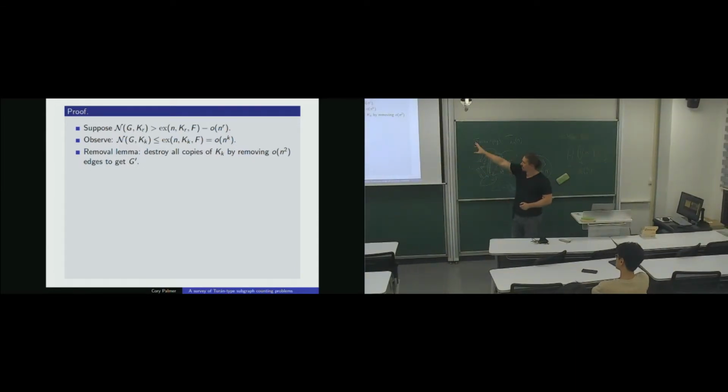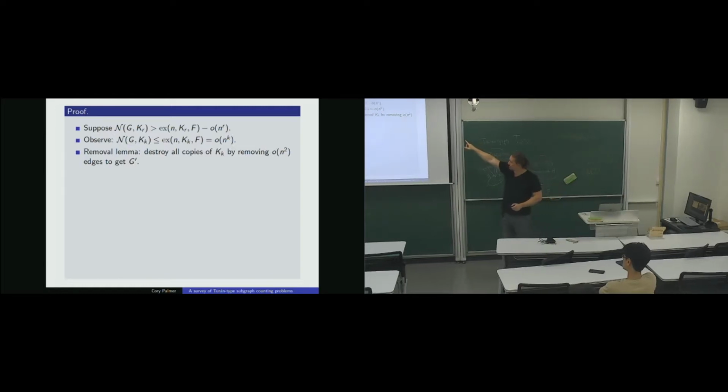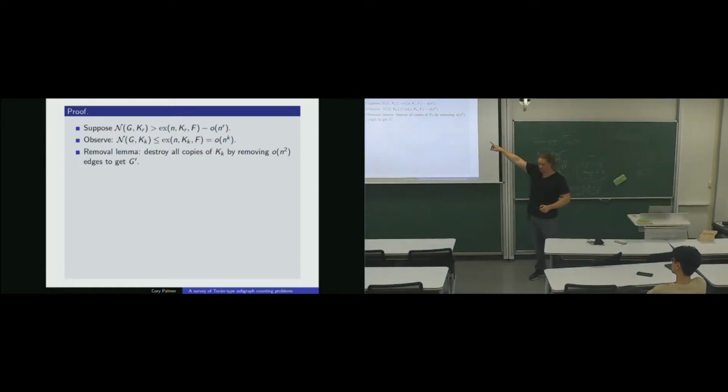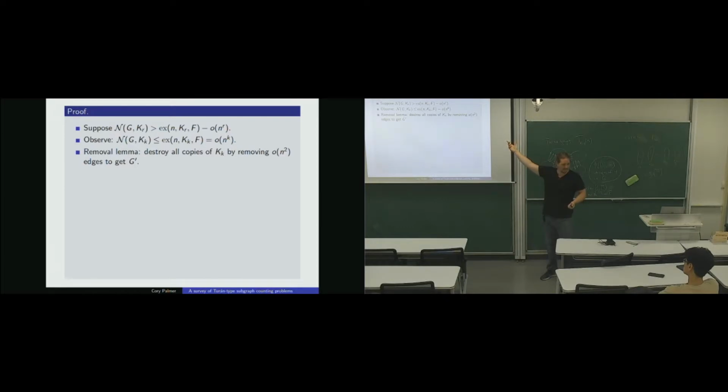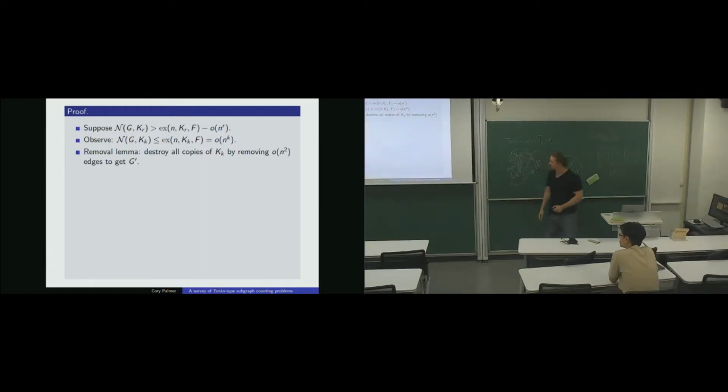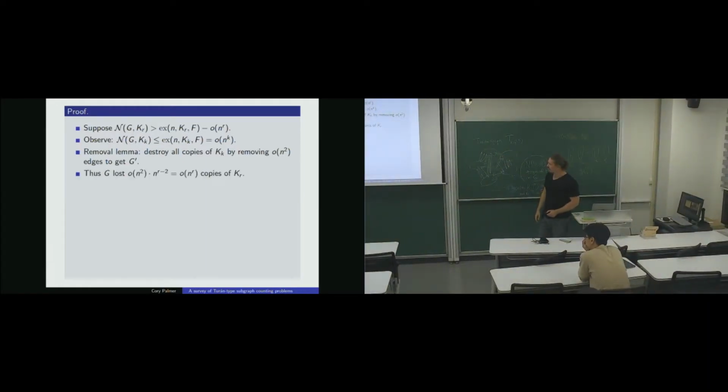So here's where we actually use regularity in this proof. However, this step is redundant if F itself is KK, right? That's one instance. F could be KK. Then the observation is that it's 0. You don't need to use the removal lemma. Okay. So now I have G prime, and I've removed all the copies of KK from it through the removal of little o of n squared edges.